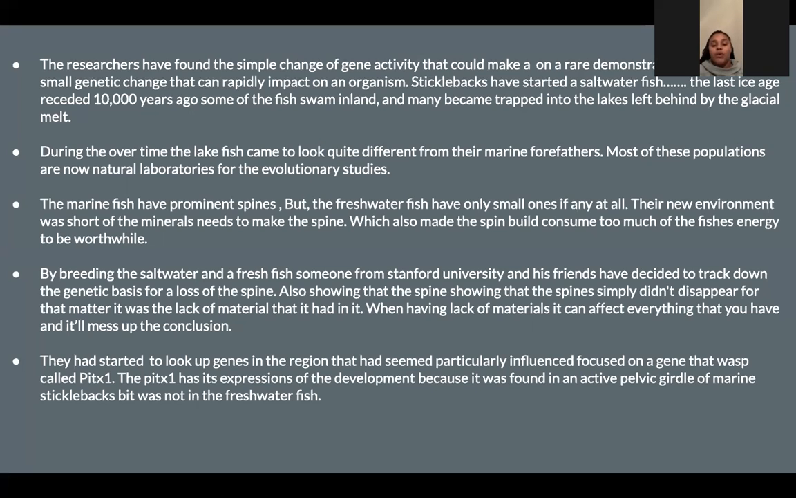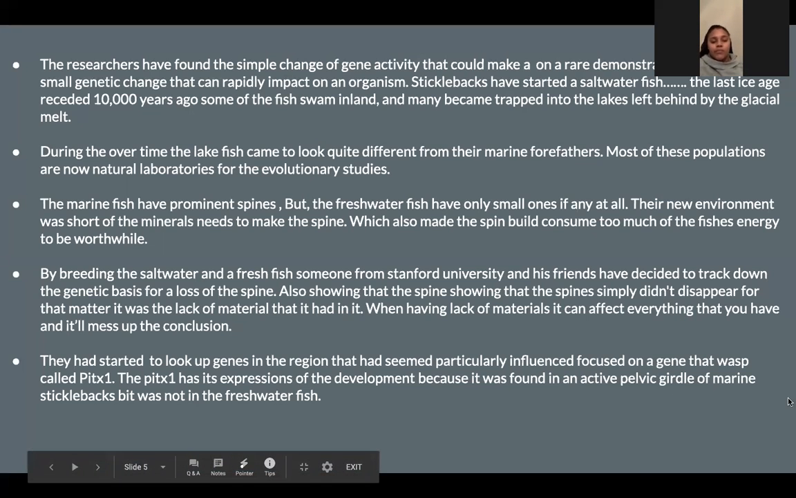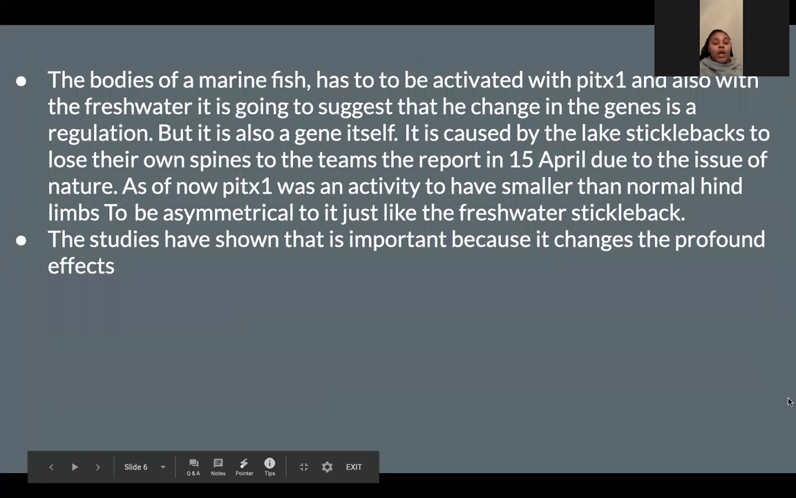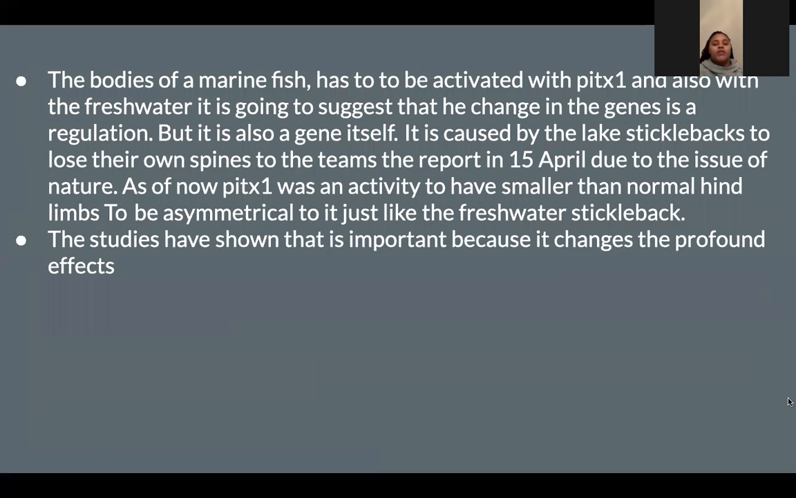And yeah, so they influenced the gene that was called PITX1. It had expressed many of the developments that were going on. It was found as active in the pelvic girdle of the marine sticklebacks, but it was not in the freshwater fish. So PITX1 had a lot of activity going on, but it wasn't seen in the freshwater fish. It had changed the regulation of the gene, so it was the gene itself.